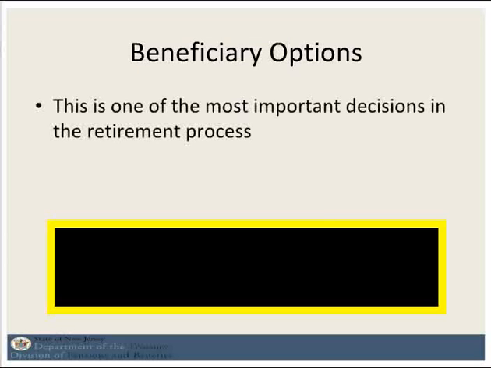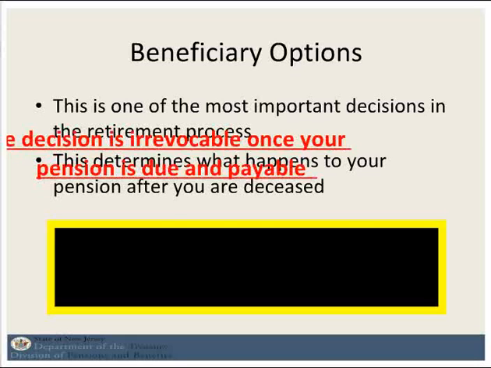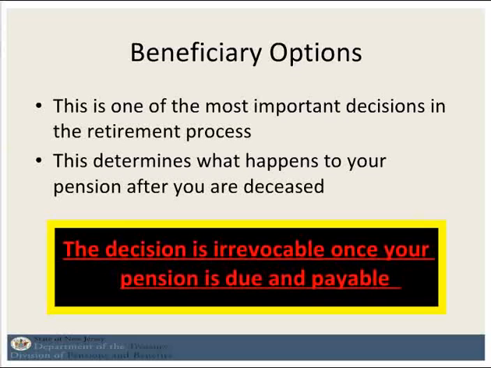Choosing a beneficiary option is one of, if not the most important decision in the retirement process. This will determine what happens to your pension benefit after you pass away. This decision is irrevocable once your pension is due and payable.